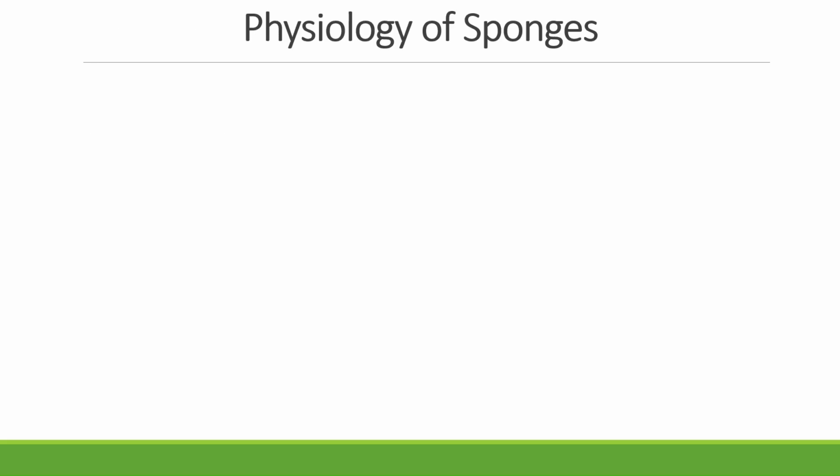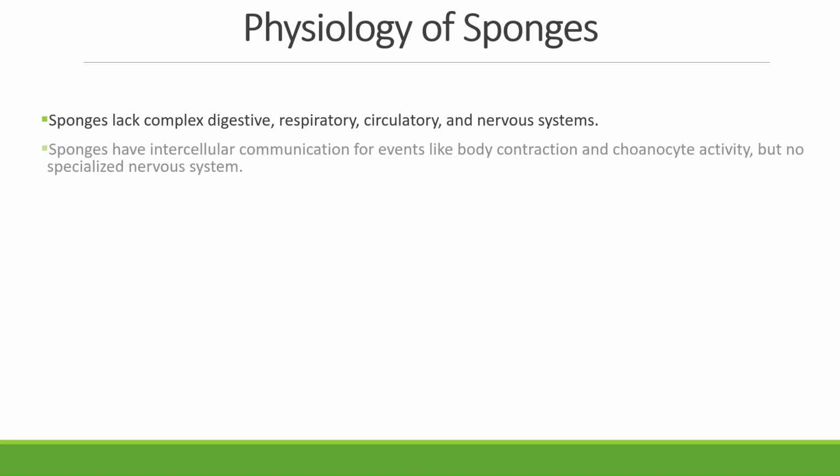Now that we understand the skeletal framework, let's look at how sponges actually function on a day-to-day basis. Sponges have no complex digestive, respiratory, circulatory, or nervous systems. Instead, everything happens through direct contact with moving water and through a network of specialized cells that communicate just enough to keep the animal alive.